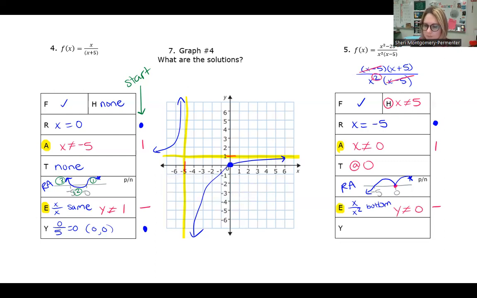For my y-intercept, I would mark it with a dot. And I'm going to plug in 0. So I would get 5 over 0. What is anything divided by 0? Undefined. When it's undefined, there is no y-intercept. Very nice.